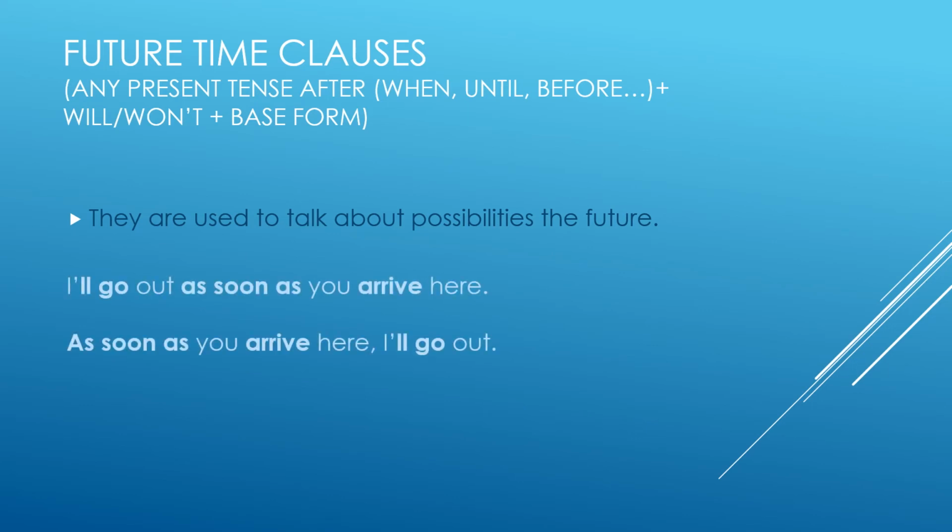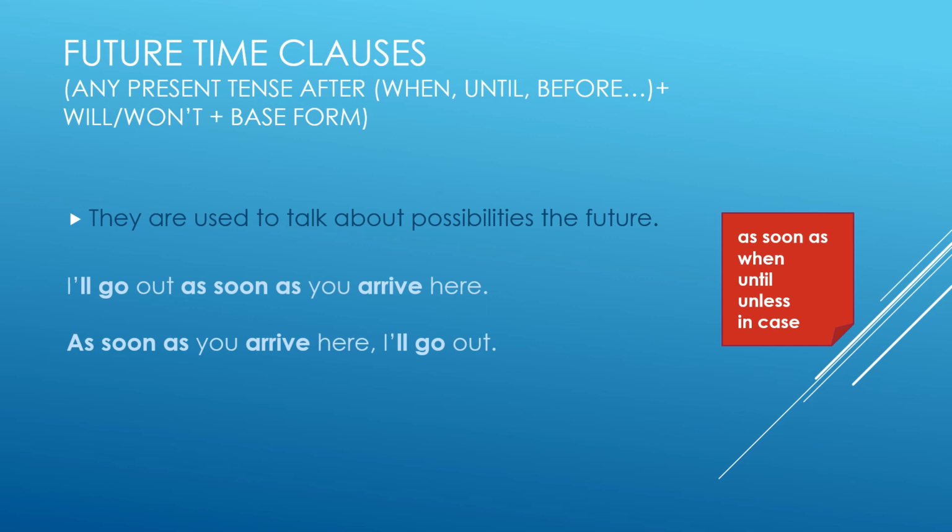So, I'll go out as soon as you arrive here. So the condition is when you arrive here. As soon as you arrive here, I'll go out, right? So in one way or the other, we can have it. The phrase as soon as is the phrase that introduces the time clause. If it is at the beginning, then at the end of the clause or idea, we have a comma. If it is in the middle, we don't need the comma if we are writing, right?